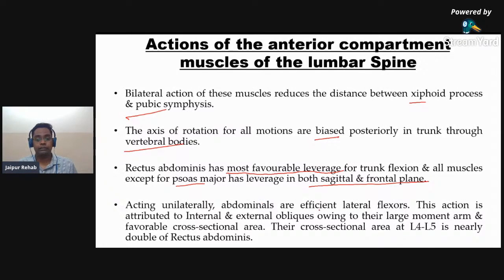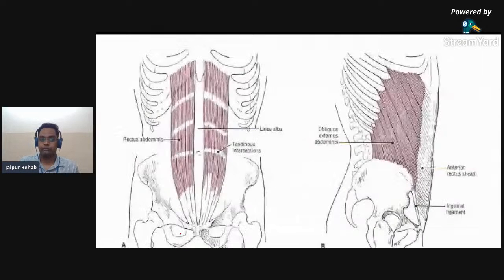Acting unilaterally, the abdominals can efficiently be the lateral flexors, okay, and rotators also. This action is attributed to the internal and external obliques owing to the larger momentum and favorable cross-sectional area. Their cross-sectional area at L4, L5 is nearly double that of the rectus abdominis. It is not that taking one oblique alone; when you combine the internal and external oblique muscles, the cross-sectional area that results is quite large and it is double that of the rectus abdominis. Okay, but individually, the rectus abdominis always has the largest cross-sectional area among individual muscles.